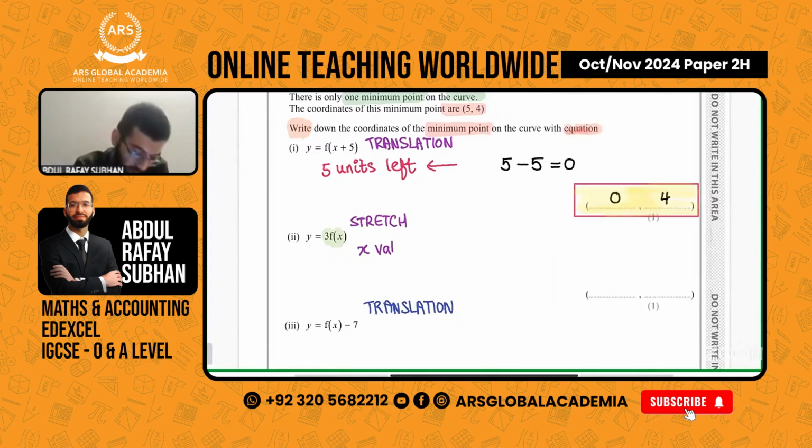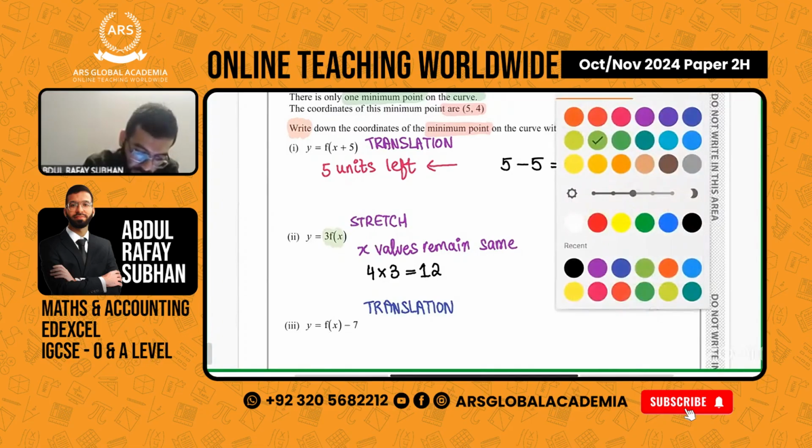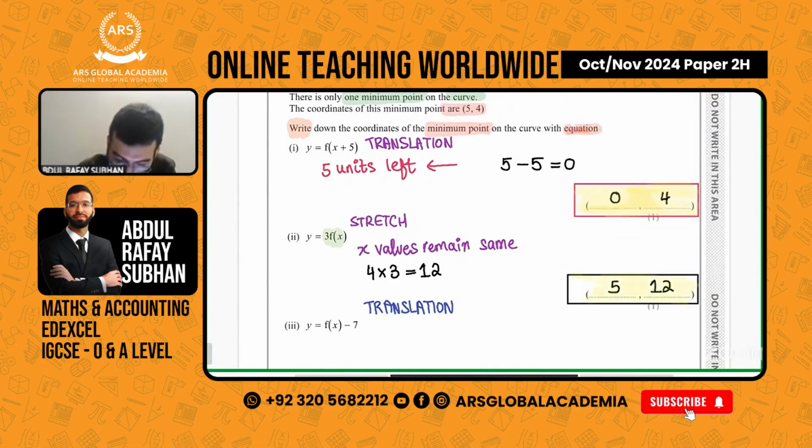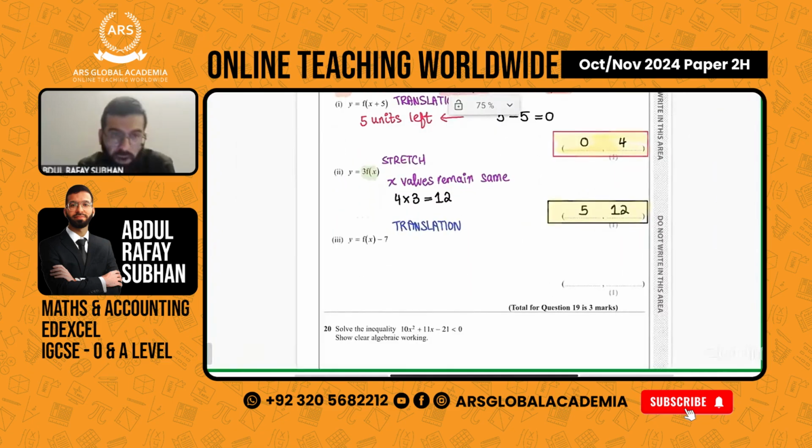And we have got the x values remaining the same. So 5 will remain the same in this one. It's just the y values that will multiply with the scale factor. That will be 5 comma 12 as the answer. X values remain the same. Y values will multiply with the a value. In this case, for question number 19, October/November 24 Edexcel IGCSE, the a value is 3. 3 will multiply with 4 and it will become 12.